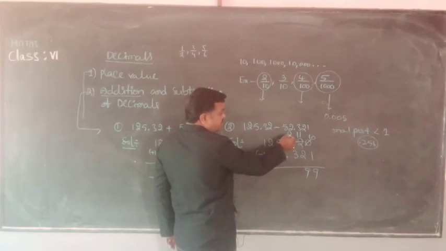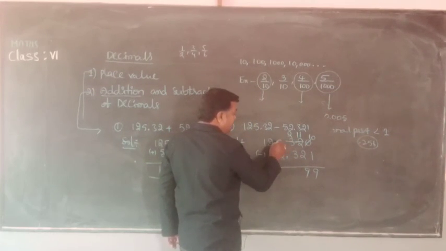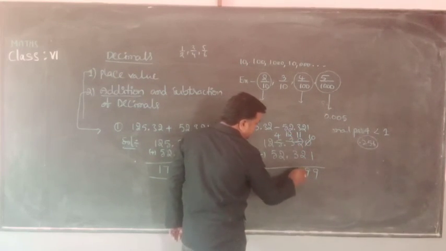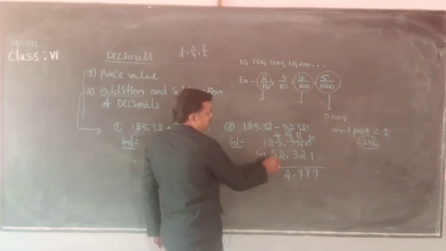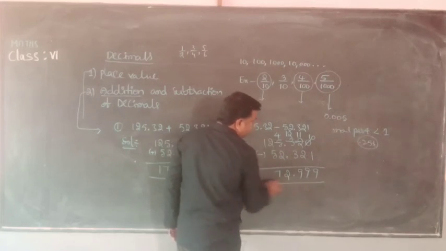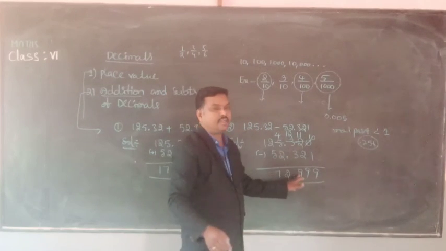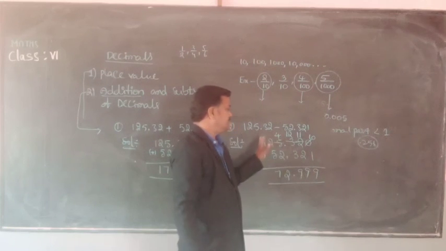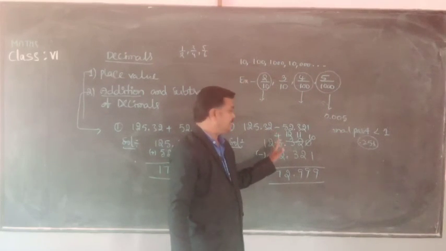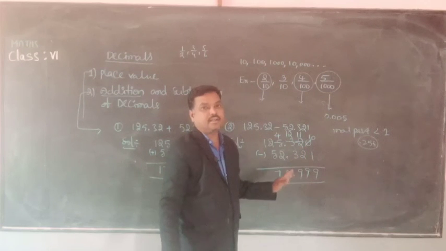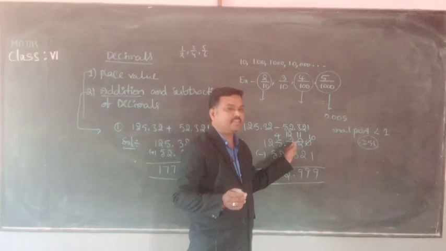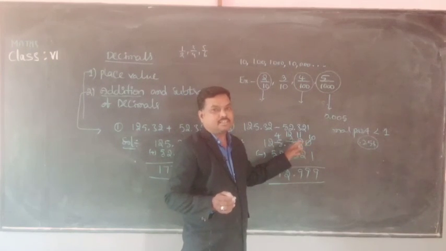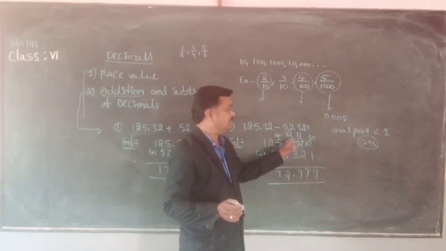3 is not subtracted from 2. We have to take one borrow from 5. This will become 12. It is 4. 12 minus 3 is 9. 4 minus 2 is 2. 12 minus 5 is 7. So the answer is 72.999. Just we have to check in the decimal part whether equal digits are there or not. Suppose there are no equal digits, we have to fill with zeros to equalize the digits in the decimal part.